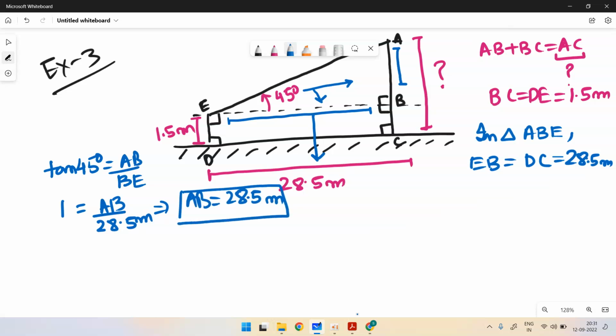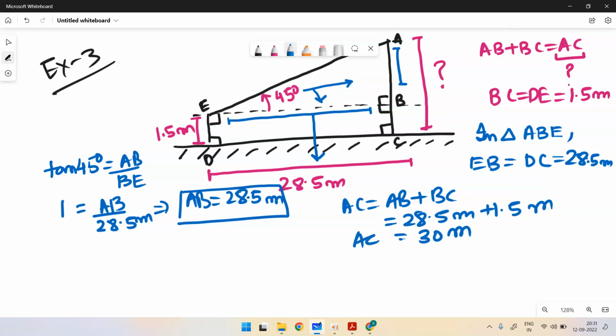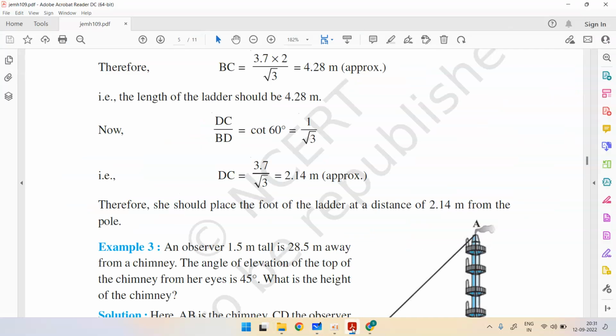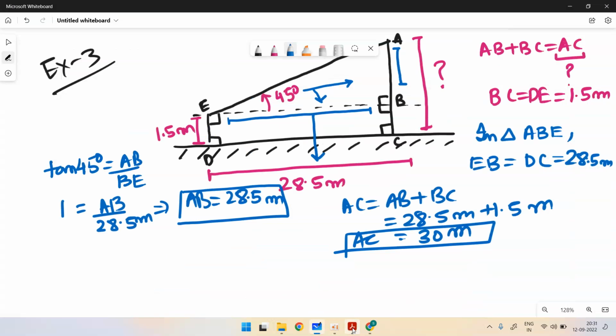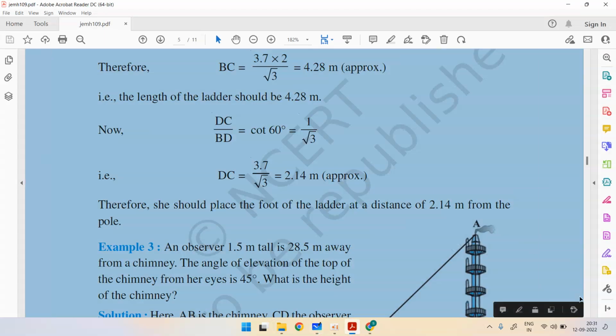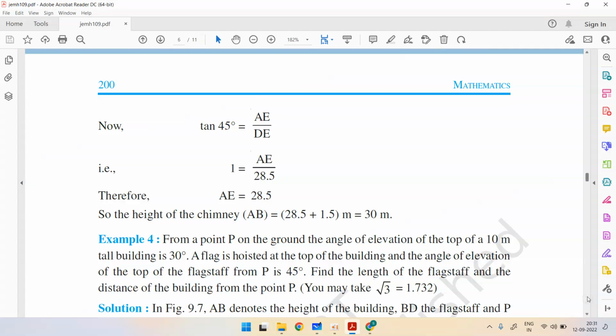Now, what is the height of the tower? The height of the tower is given to be AC, and you have already shown that this is equal to AB plus BC. AB you have calculated is 28.5 meters, and BC is 1.5 meters. So if you calculate, this is 30 meters. So the height of this tower, or chimney, is 30 meters.